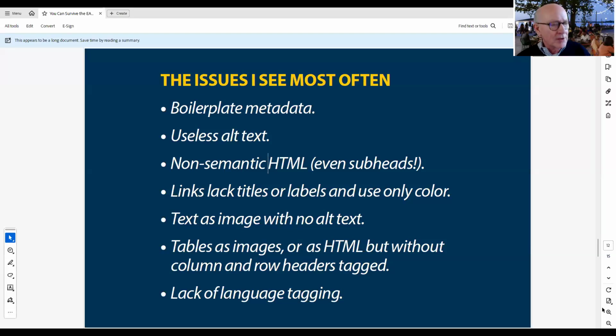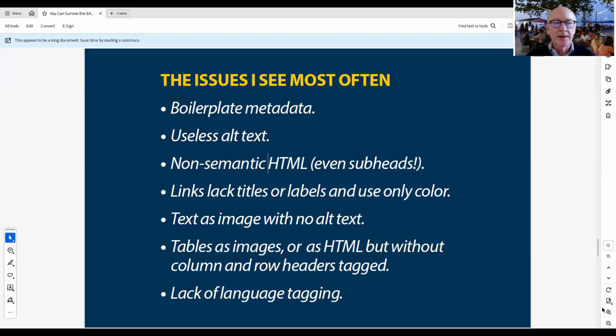What that means is the vendor, likely not the publisher, the vendor that created that EPUB file, is just mindlessly putting the same metadata in every file. Don't let them do that. Check the metadata. Similar issue is useless alt text.